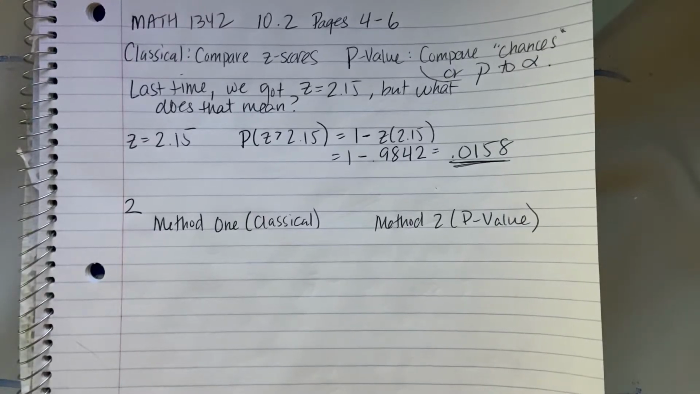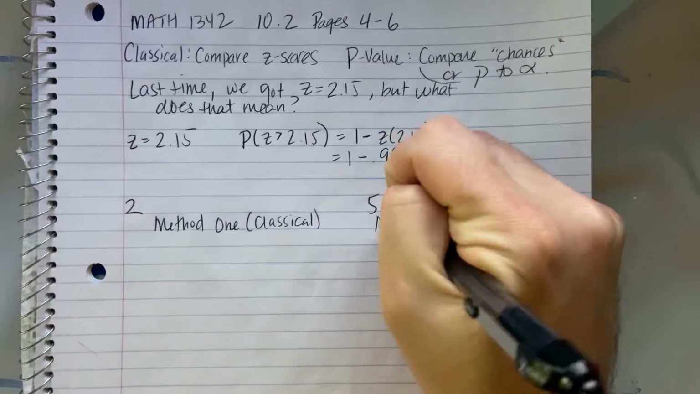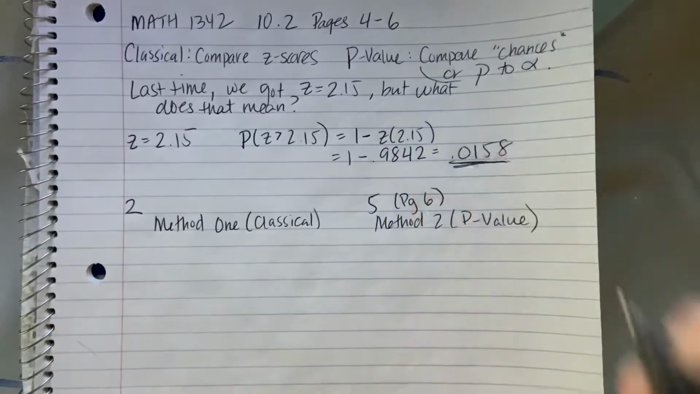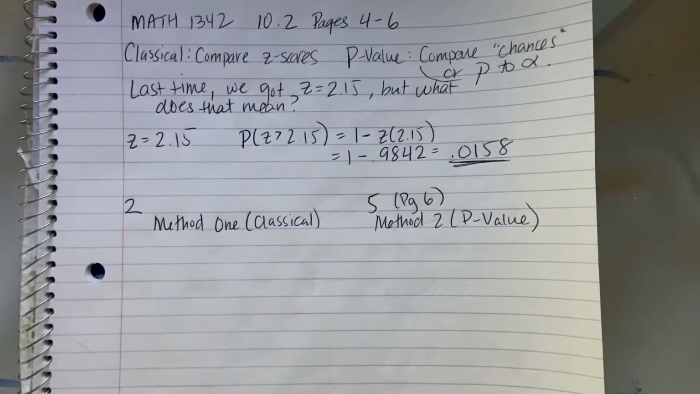And the second way to do this problem is number 5 on page 6. First, we always have to write our 2 hypotheses. The word problem is, in a Gallup poll, a random sample of 805 adults were asked to identify their favorite seat when they fly, and 442 chose window. Use a 0.05 level of significance to test the claim that the majority of adults prefer a window seat.